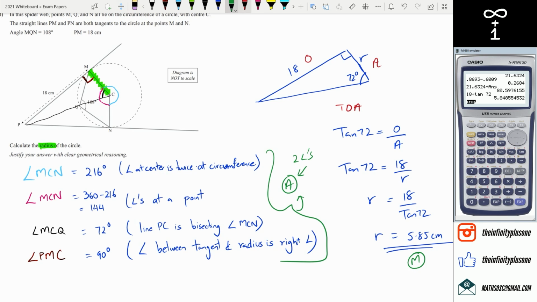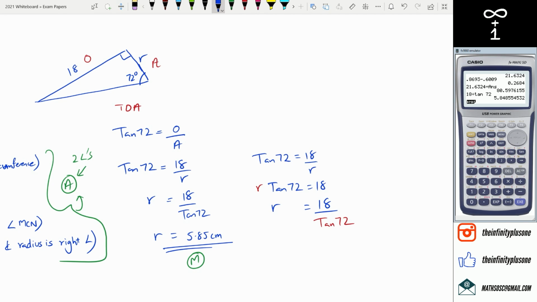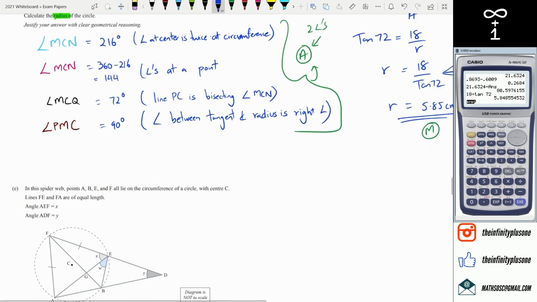I know I went through this real quickly, but let me reiterate how I jumped from here so quickly. When I had tan 72 equals 18 over r, I brought the r across, so that becomes r times tan 72 equals 18, and then r is equal to 18 divided by tan 72. I know I skipped through that step just in case people didn't understand how I did that. Okay, let's go to the next one.